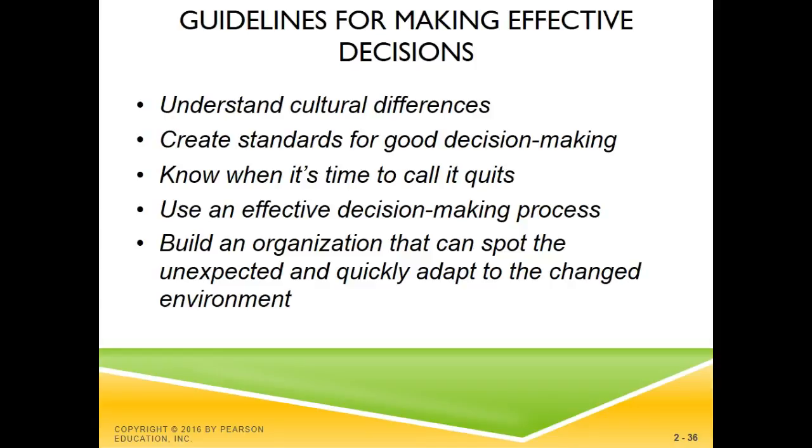You want to understand cultural differences. You want to create standards for good decision making. You want to know when it's time to call it quits. You want to use an effective decision-making process, like we went over in the earlier part of this chapter. You want to build an organization that can spot the unexpected and quickly adapt to the changed environment. Adaptability is key, especially when we're talking about occurrences that are volatile, uncertain, complex, and ambiguous. The more that technological advancements make it to the workplaces, the more VUCA occurrences you will see.